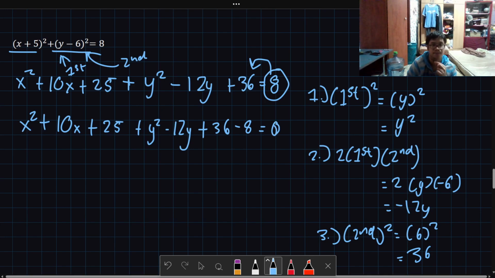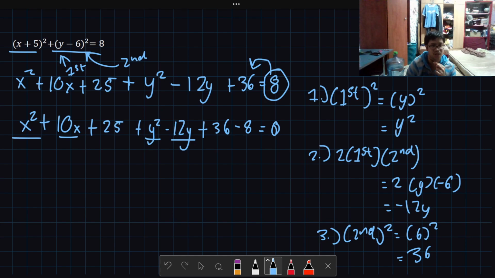Then what's next? Then we combine similar terms, or like terms. Here, x squared, 10x, y squared, and negative 12y do not have like terms. There are no terms that exist as x squared, x, y squared, and y other than these four. So we're just going to leave them be.